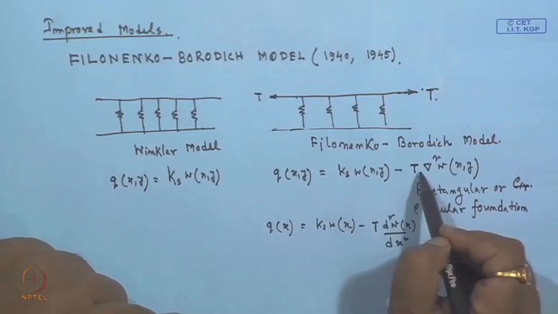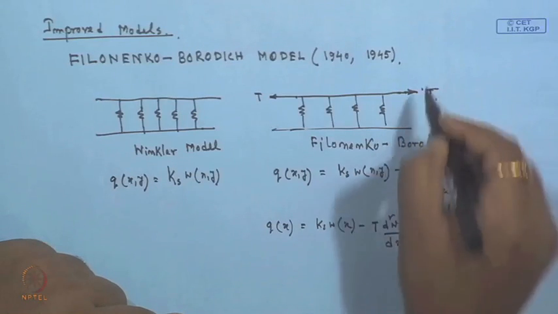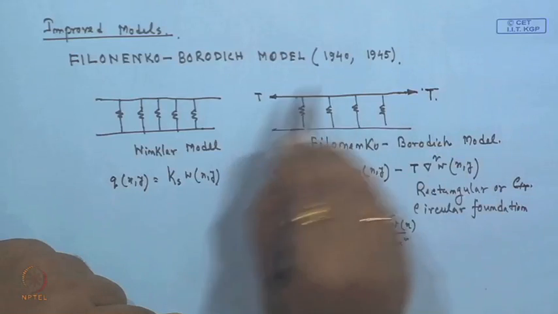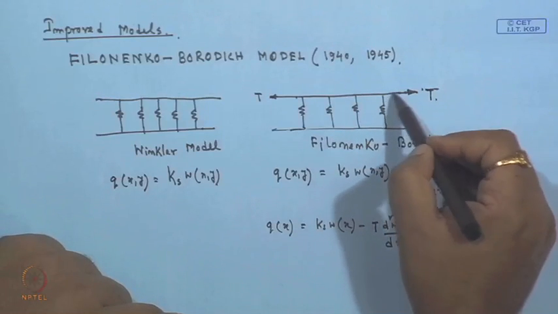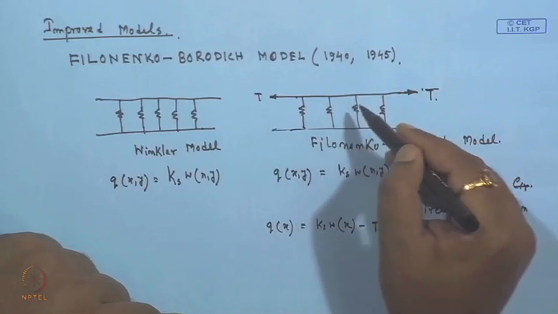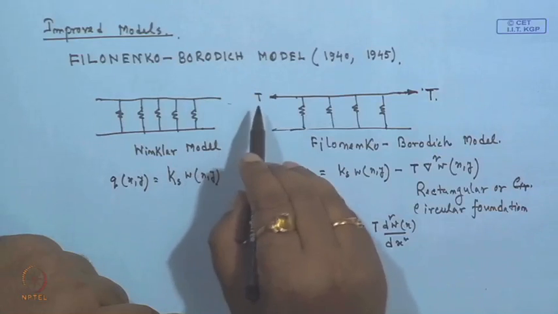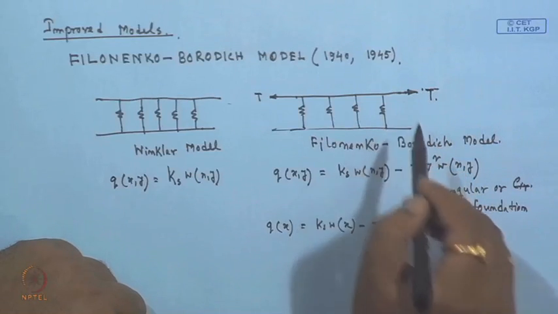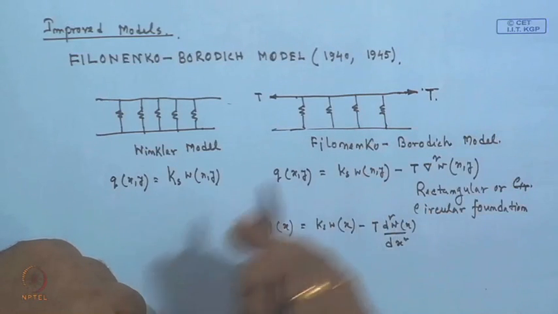So, this is a 2-parameter model. One parameter is Ks, the modulus of subgrade reaction, and another parameter is T, the tension which is applied in the membrane which is used to connect the springs. Now, this lack of continuity is removed, because these springs are connected to each other. If we apply the load on these springs, we will get the deformation beyond the loaded area also, because all the springs are now connected with each other by the membrane with a uniform tension T. So, that is why the lack of continuity is removed.